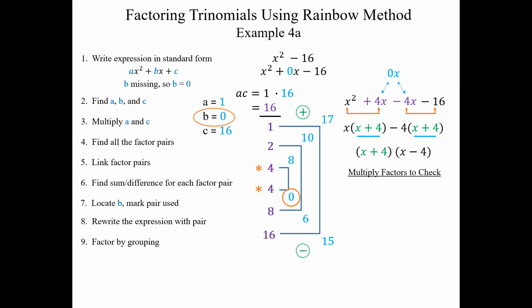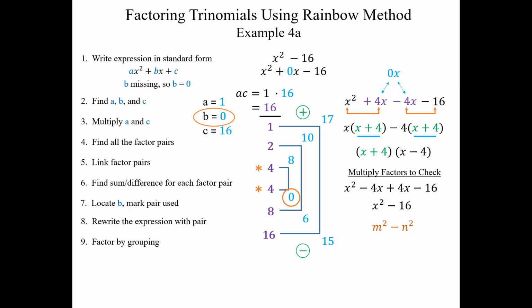So we'll multiply, check our factors using the FOIL. First is the x times x is x squared. Then the outer, x times minus 4, so minus 4x. The inner, plus 4x. And the last, plus 4 times minus 4 gives us a negative 16. Combining our like terms, we end up with x squared minus 16, which is the expression we started with. So we did find the factors.